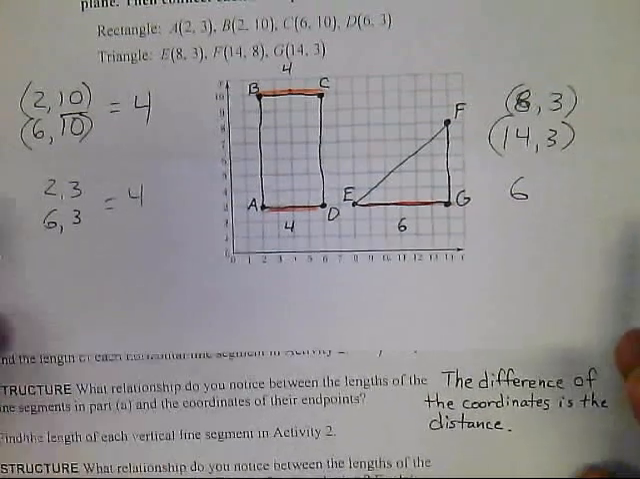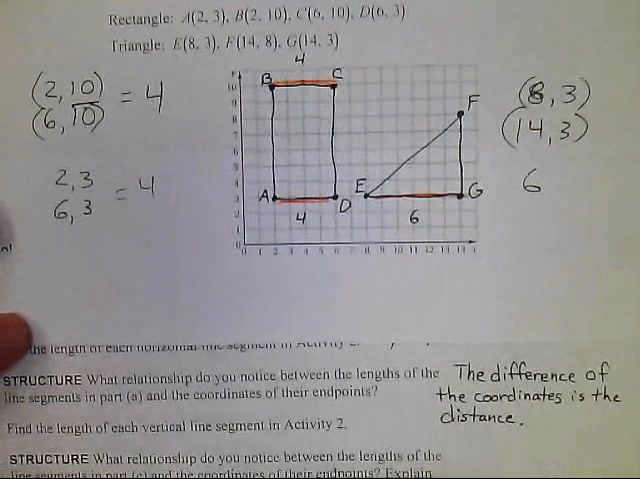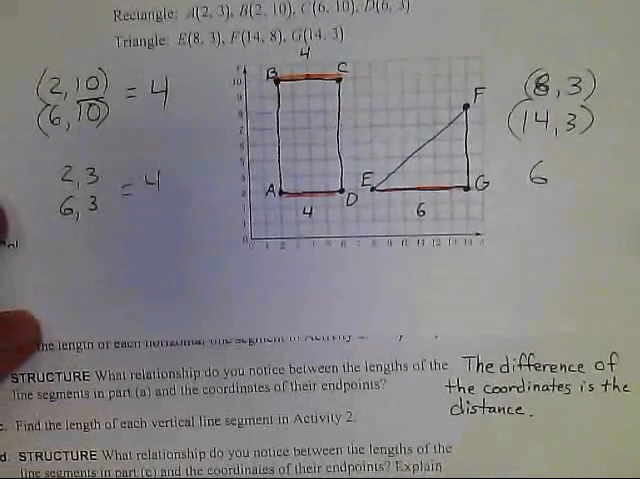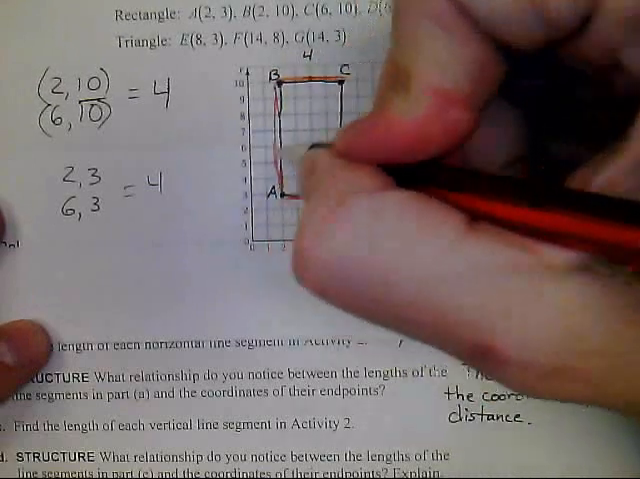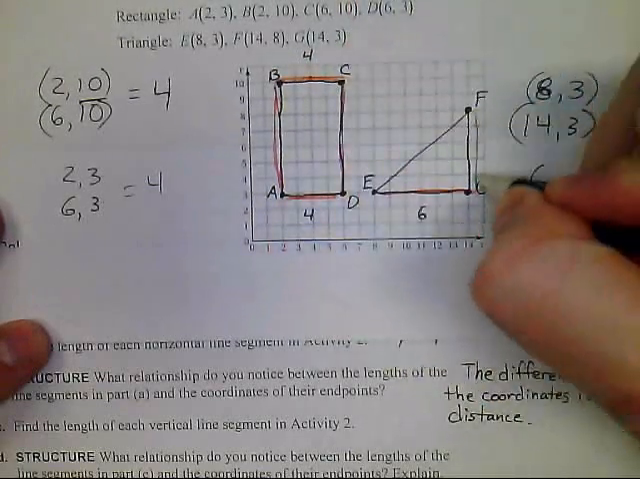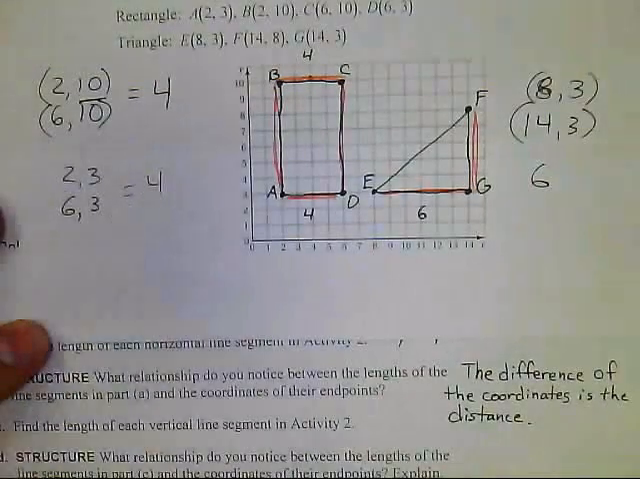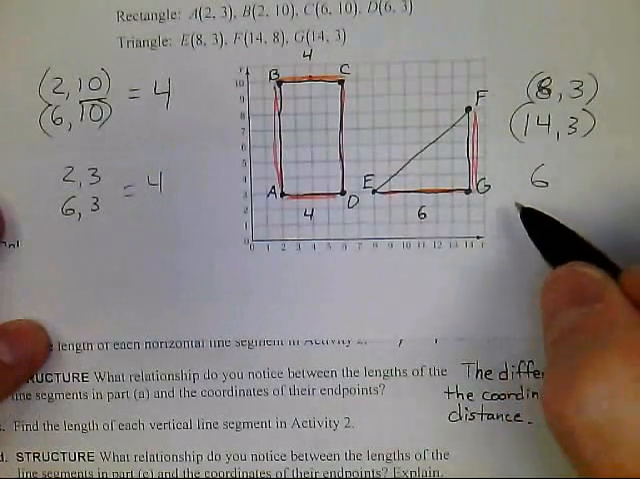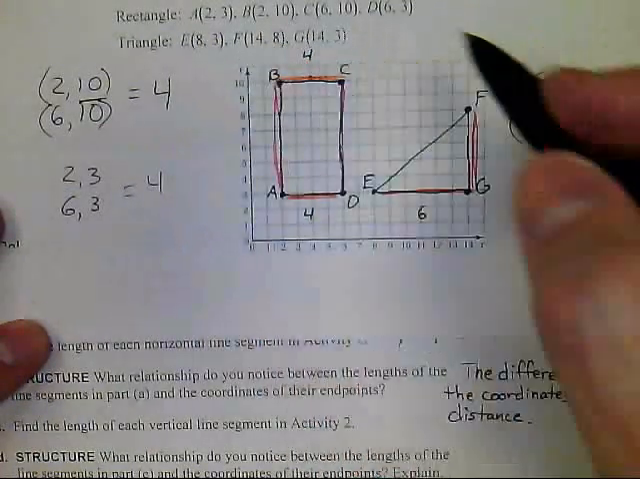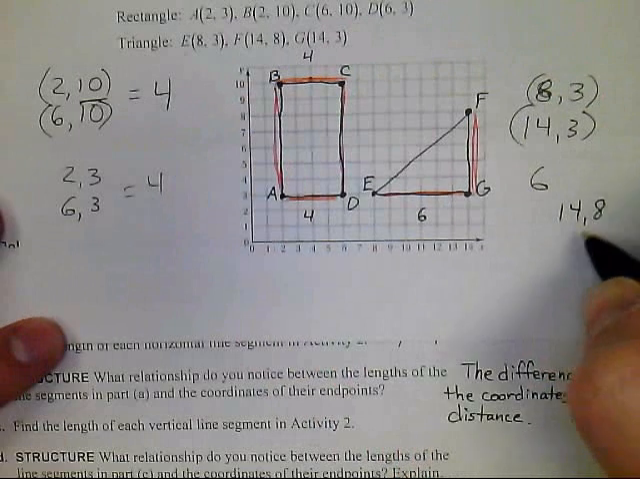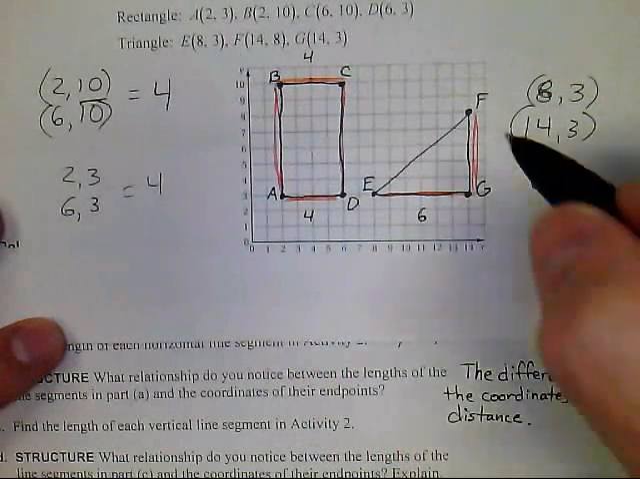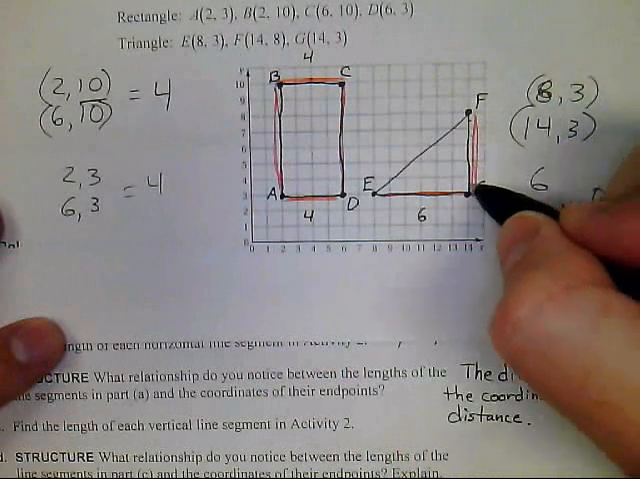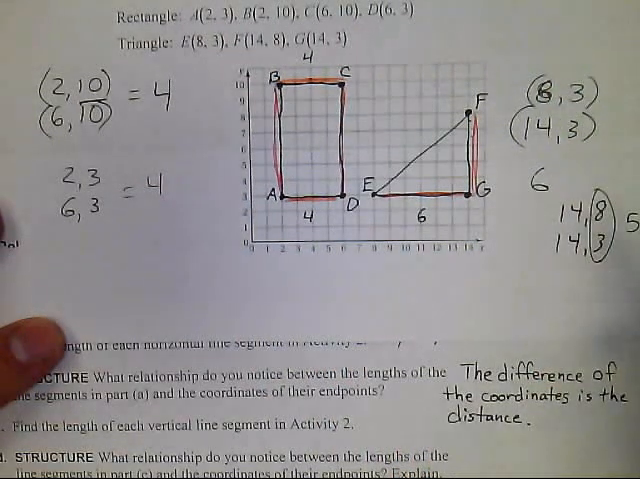All right, and what's interesting is when we asked to do part C, it's basically the same thing. Now they're asking us to look at the vertical line segments. And you're going to notice that that same quality happens. So we can just use FG as our example. So FG would be 14, 8 and 14, 3. And the difference between 8 and 3 is 5. And look at this, 1, 2, 3, 4, 5. So that proves that that works.